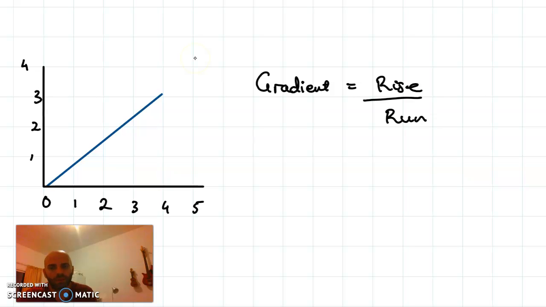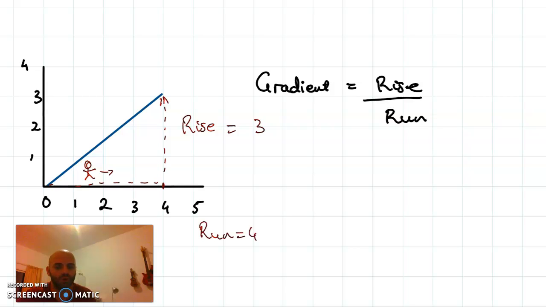So then what we would say is it has risen, rise, from the start to the finish. It has risen by 3. Okay, so the rise would be here, and that would be 3. In that time, we have run along this way, and we have run along on whatever axis this is by 4. So the run would be 4.